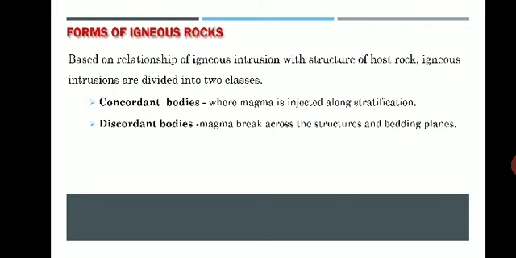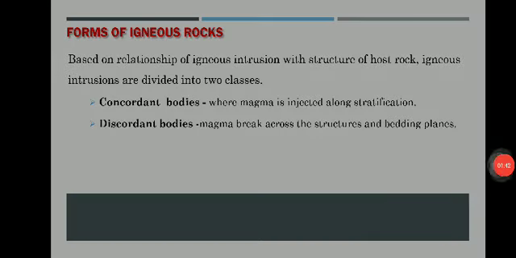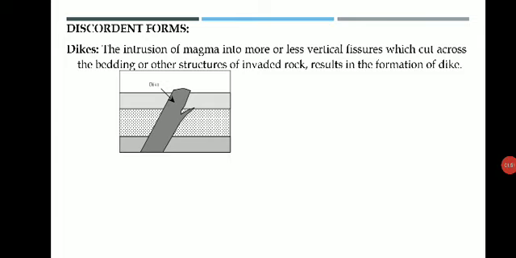Now in today's class we'll see how the discordant forms look. When the magma breaks across the structures or the bedding planes, it is cutting across the rocks which are already existing. So those are discordant. Discordant means cutting across the rocks. The first discordant form is a dike.